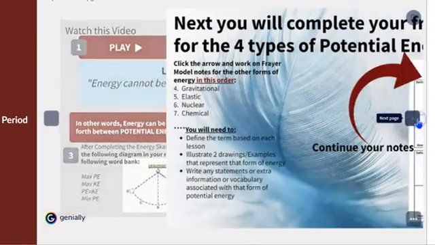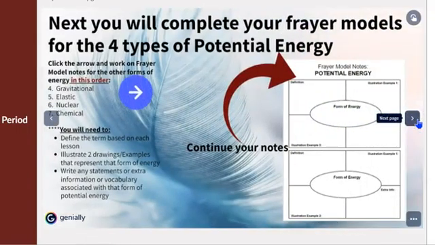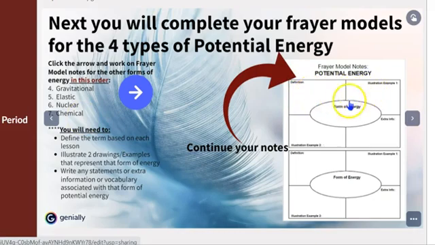So today, let's embark on our next voyage. You should have in your energy packet some Freyer model notes. They will follow in this order for potential energy. Again, gravitational, elastic, nuclear, and chemical. You will need to define what that form of energy is in the upper left-hand quadrant. Then you will need to draw 2 examples. Make sure it is your best work. And any extra information we give you should go in the bottom right-hand quadrant.